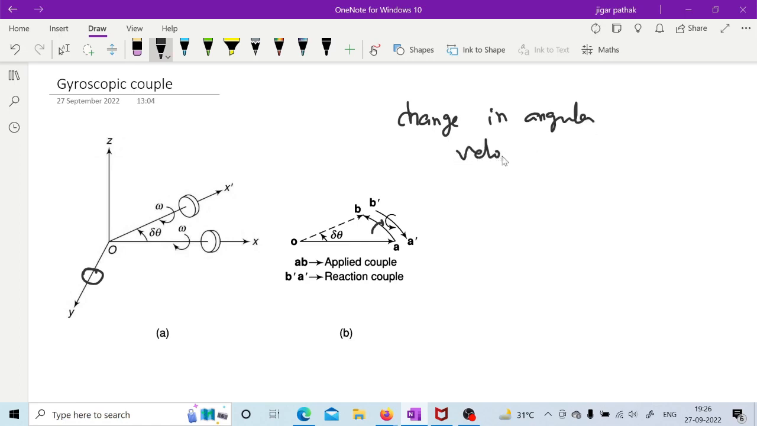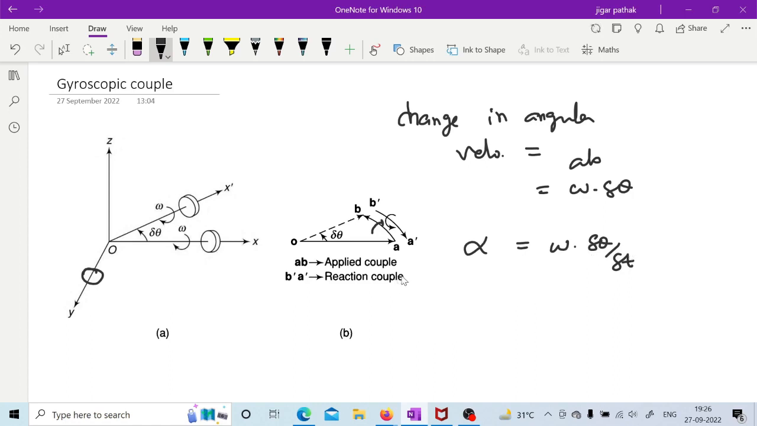Change in angular velocity is EB, as you can see mentioned here, which is nothing but omega into delta theta. Now this is your change in angular velocity, right? So your angular acceleration, meaning the rate of change of this angular velocity, will be omega delta theta by delta t, right?